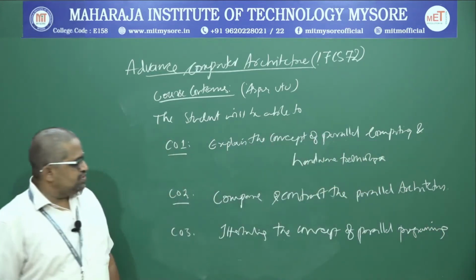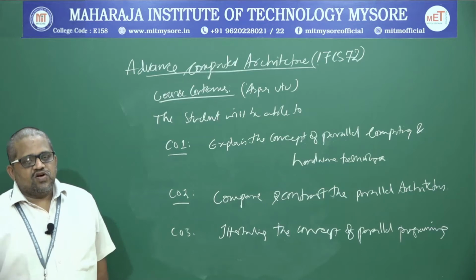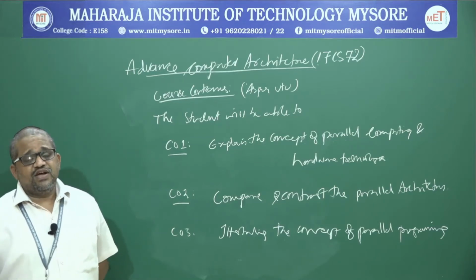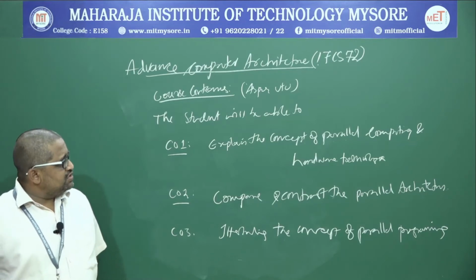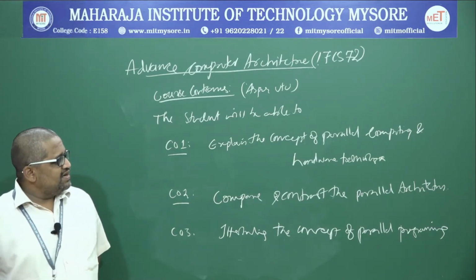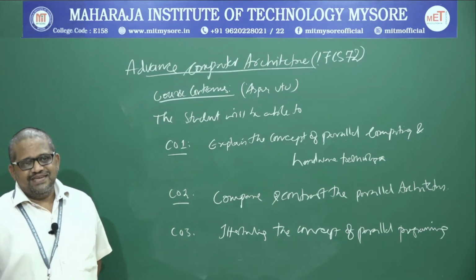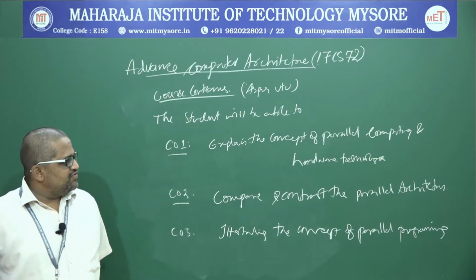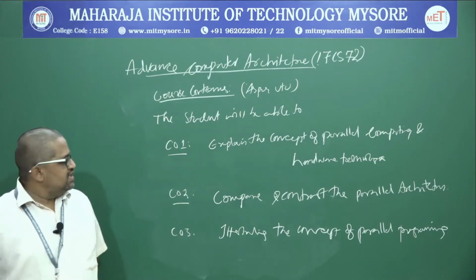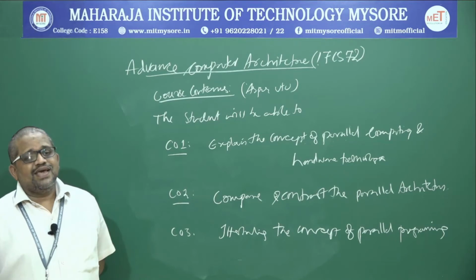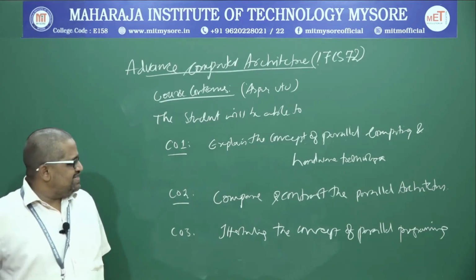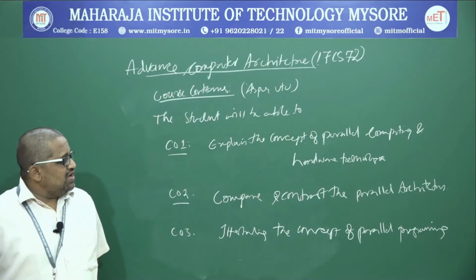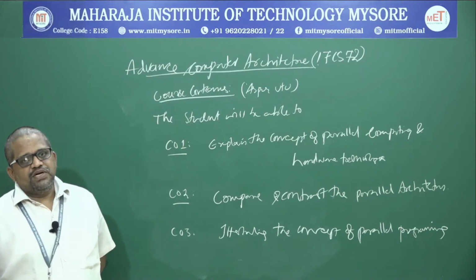So, the third CO is you are going to illustrate the concept of parallel programming. So, these are the three COs that are defined by VTU. The first one looks into the concepts of parallel computing and hardware techniques that are needed to be understood, and we are going to discuss in detail about some of the architectures and the hardwares. The second one is, once when you learn n methods, n architectures, obviously it needs to be compared and contrasted so that we can choose or list out which one is best for a particular application.